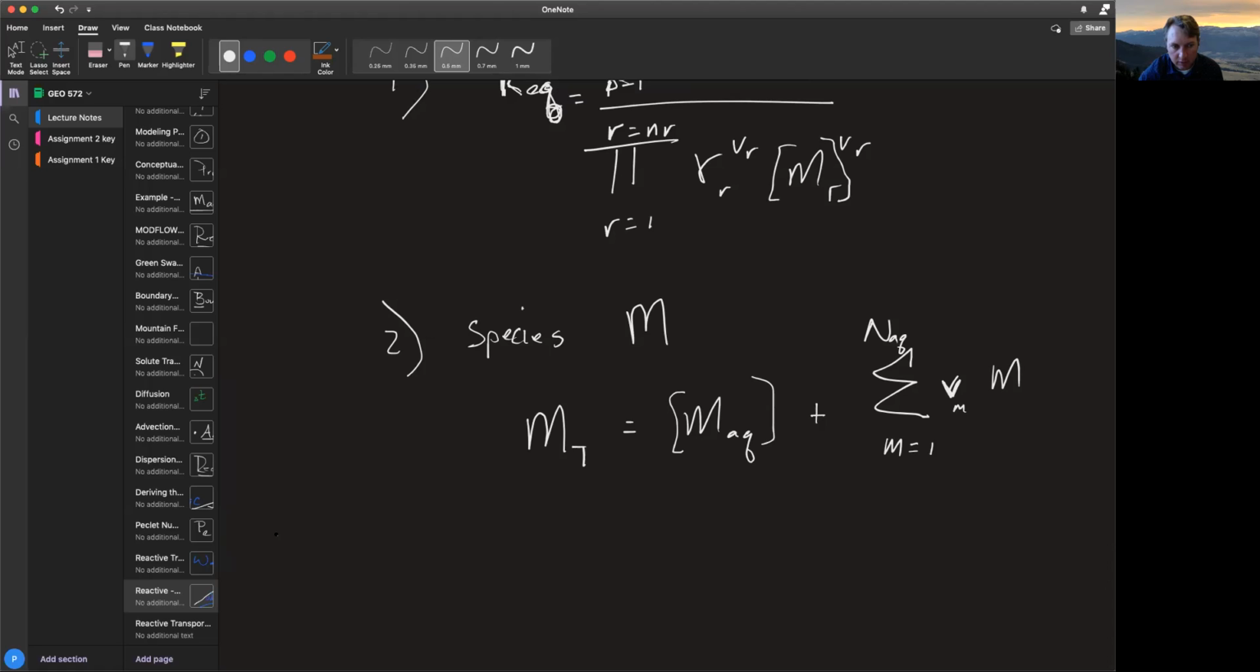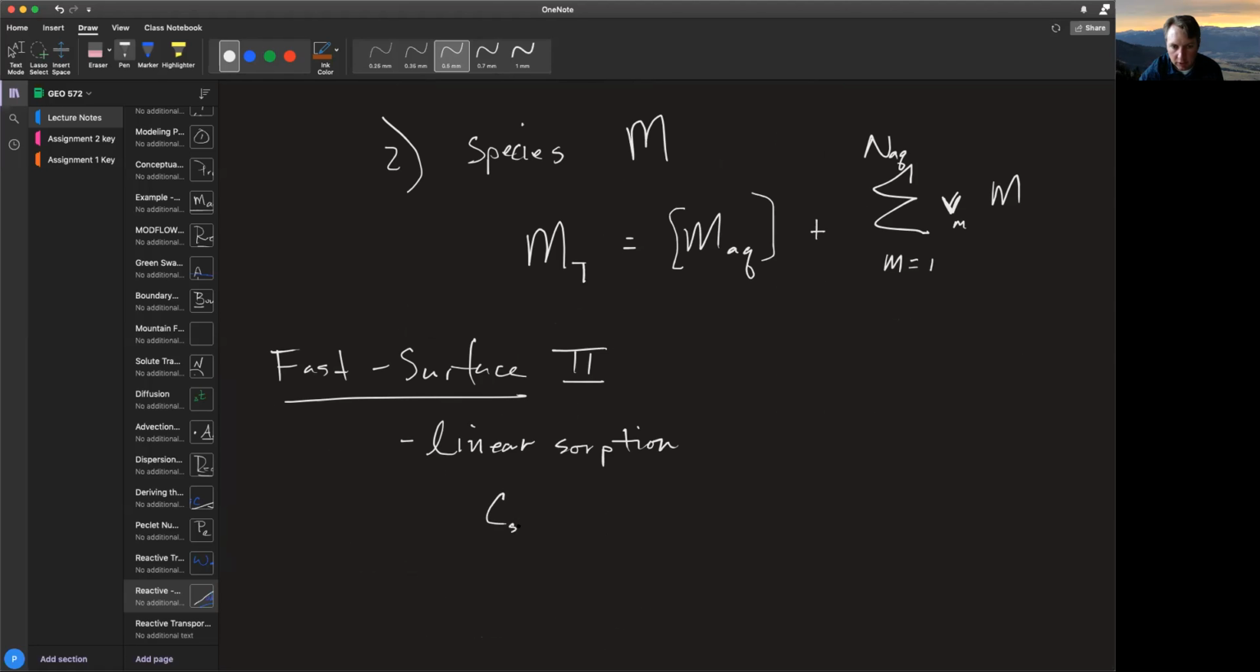So fast surface reactions, type 2, all right? Well, the classic example here is the linear adsorption that we have talked about already, all right? And remember, linear adsorption said that the concentration on the surface, or the sorbed concentration, was equal to some constant, Kd, the equilibrium constant between the aqueous phase concentration and the amount sorbed onto the sediments.